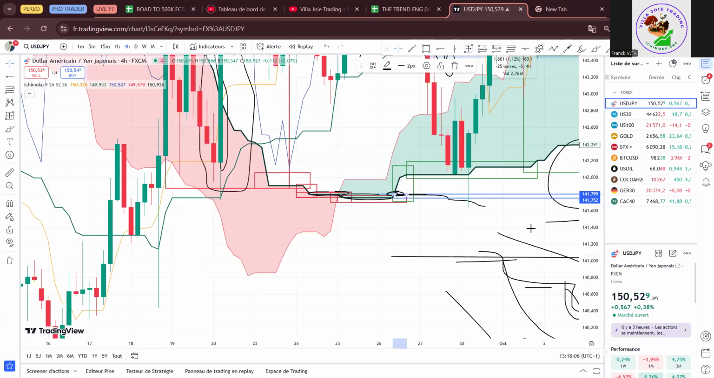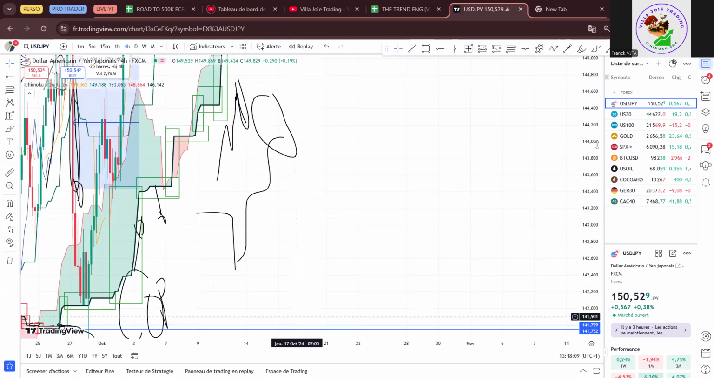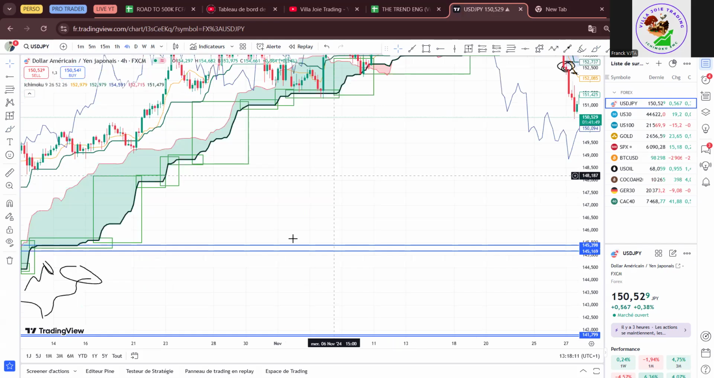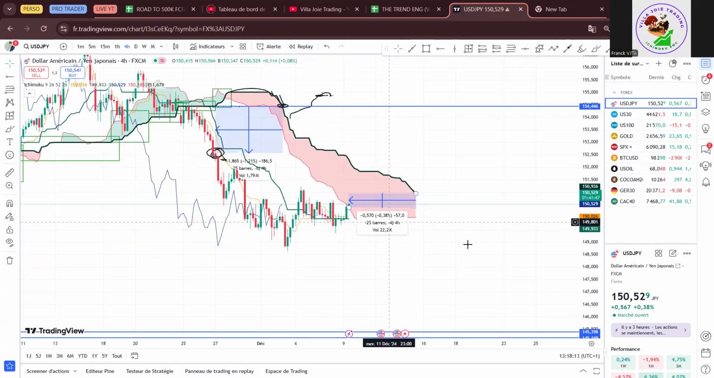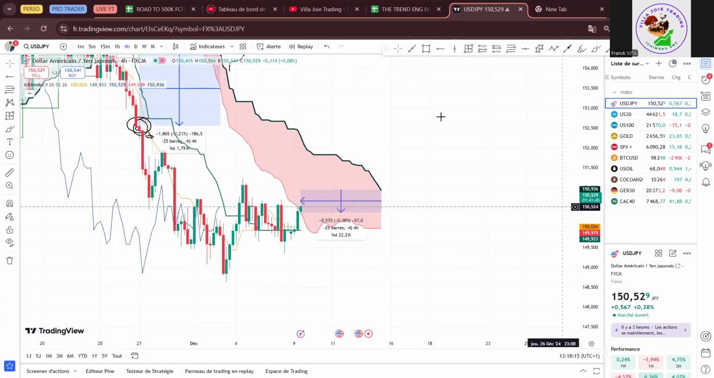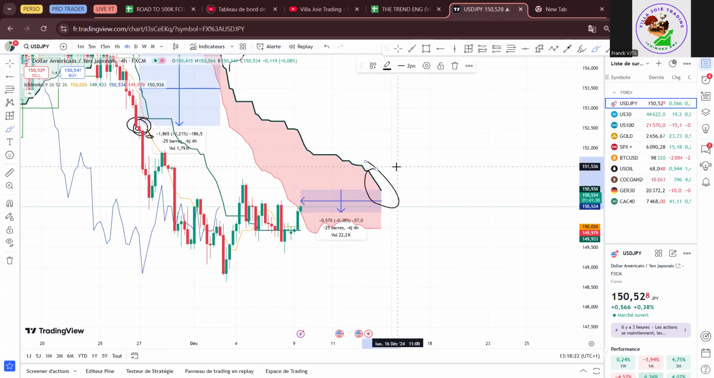So, for example, if you come at this level, you see that we have, what is the trend now? What is the trend now for this cloud mouth? You will see that the trend is the downtrend, right?